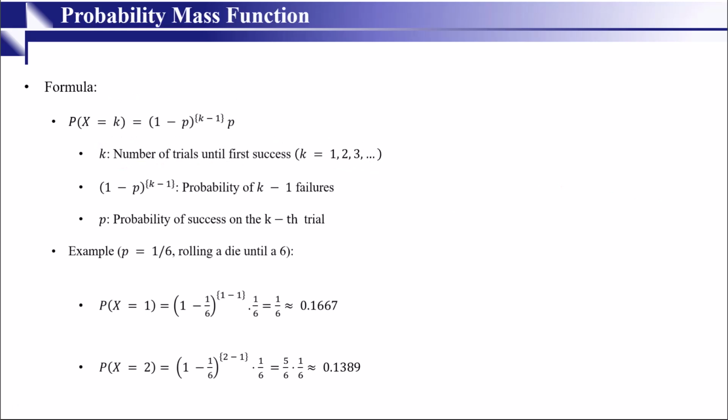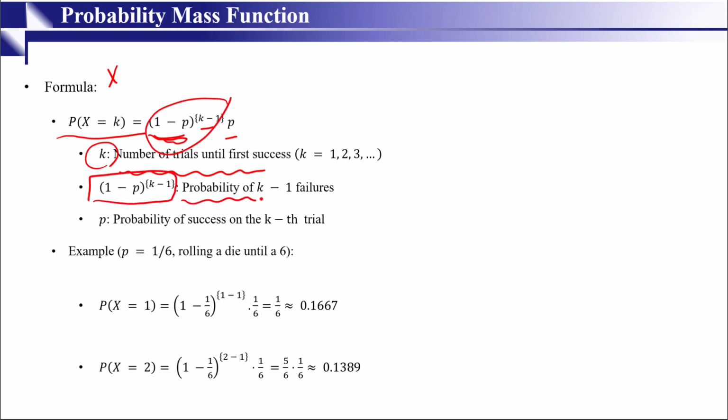Then we go for probability mass function. For the geometric distribution, as we say, trials until first success, the PMF of a random variable like X is P(X = k) = (1 - p)^(k-1) × p, where 1 - p is the probability of failure and p is the probability of success. So in here, k is the number of trials until first success, like 1, 2, 3, 4, and so on. (1 - p)^(k-1) is the probability of k minus 1 failures, and this p is the probability of success on the kth trial.